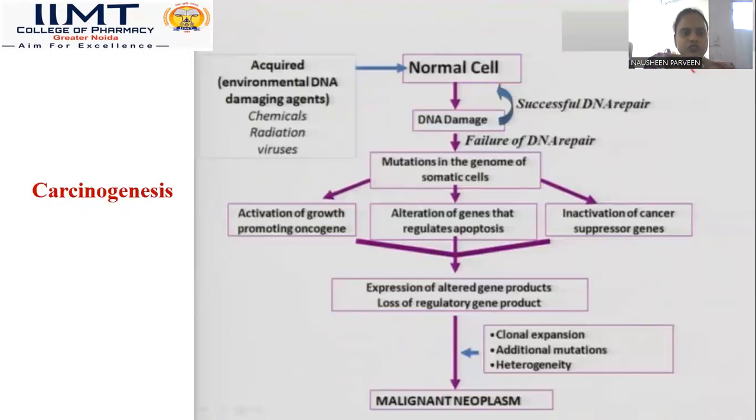Next, pathophysiology of carcinogenesis. First, a normal cell converts through DNA damage by failure of DNA repair. Next step, mutation in genomes of somatic cells. And next, activation of growth-promoting oncogenes, alteration of genes that regulate apoptosis, and inactivation of cancer suppressor genes. Next, expression of altered gene product, loss of regulatory gene products, and then it causes malignant neoplasm.